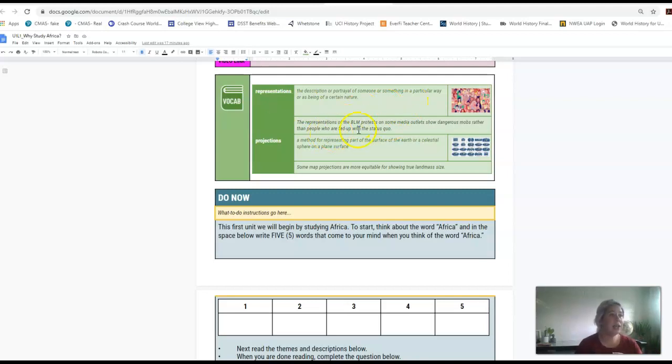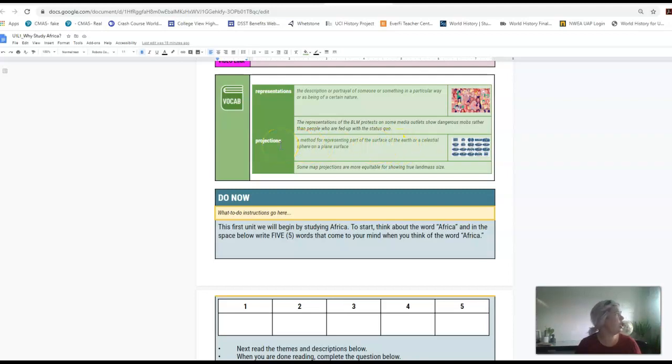A sentence here to help you understand it. The representations of the Black Lives Matter protest on some media outlets show dangerous mobs rather than people who are fed up with the status quo. So they're represented as being dangerous, where in fact most of them have been peaceful.